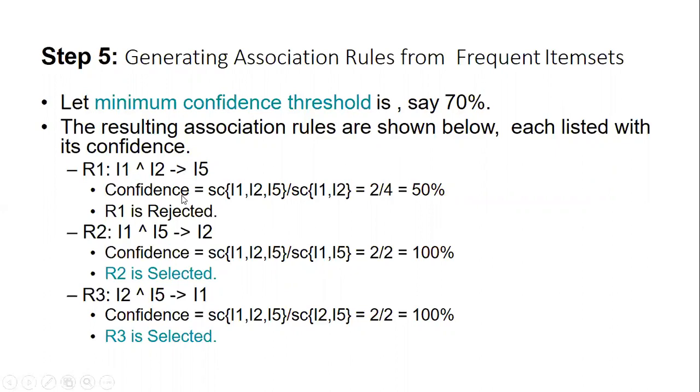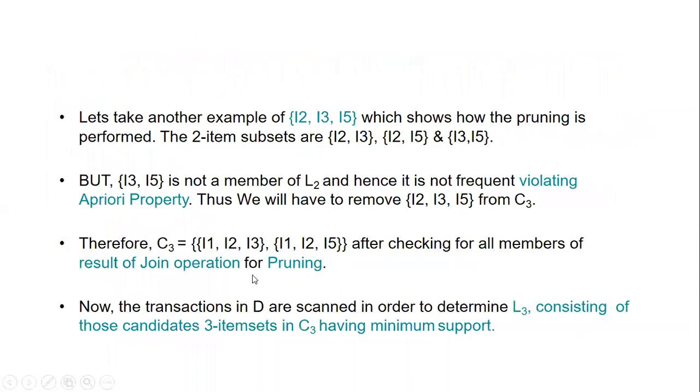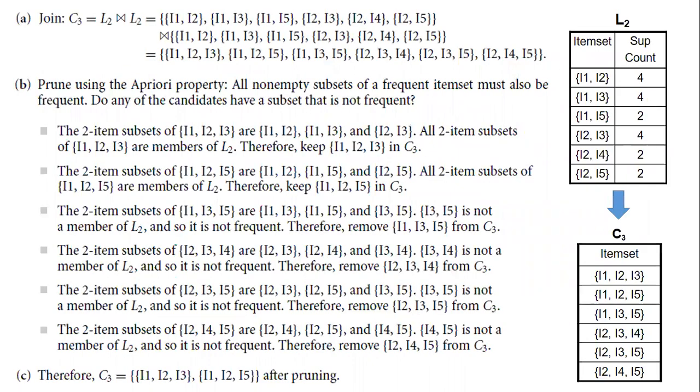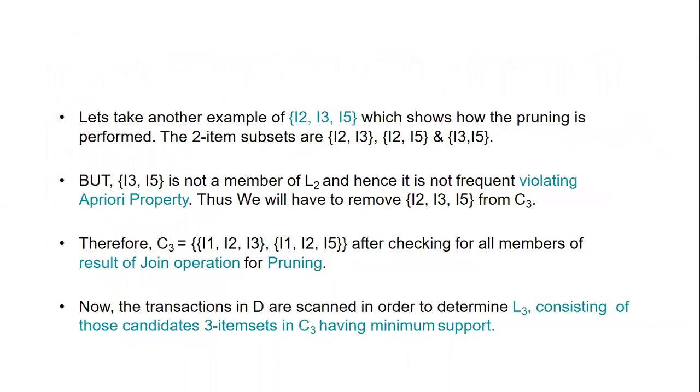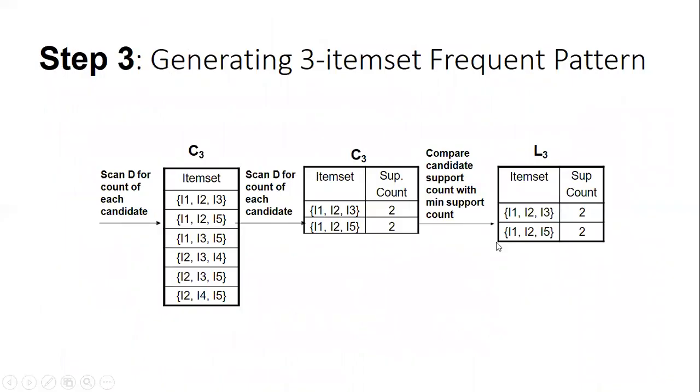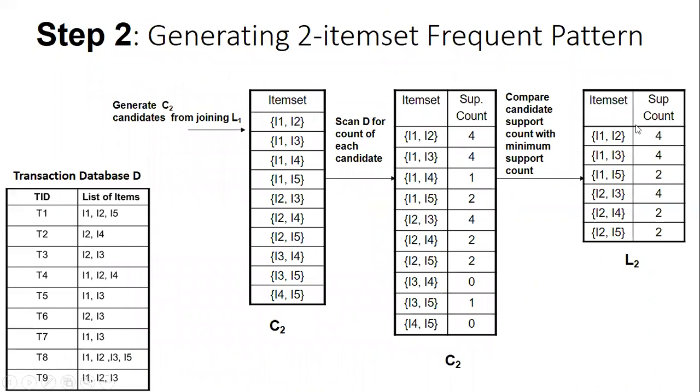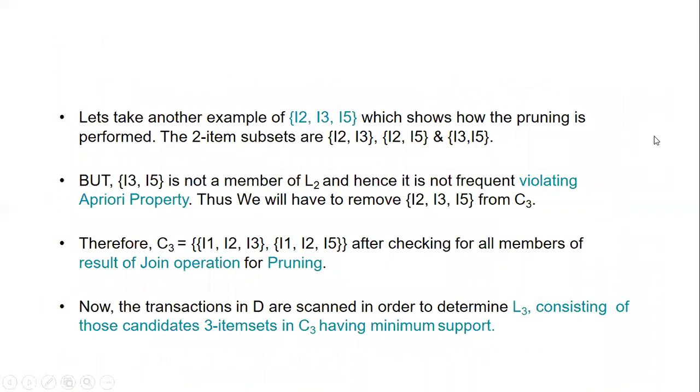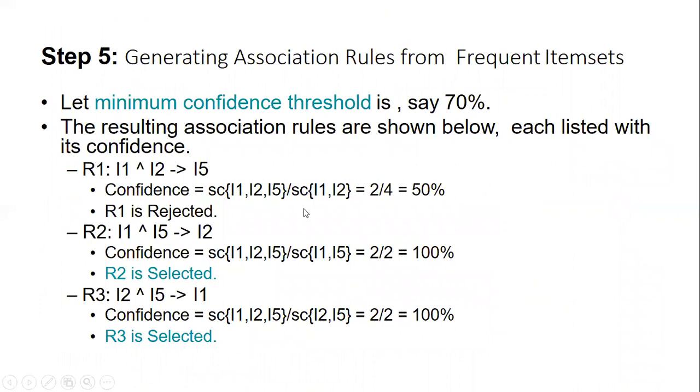From the database, we'll get the support of I1, I2, I5 is 2. You can see here, I1, I2, I5 is 2. Then the support of I1, I2 is 4. That's why we will do 2 divided by 4, which is equal to 50%. Hope you are understanding how we will find the confidence.